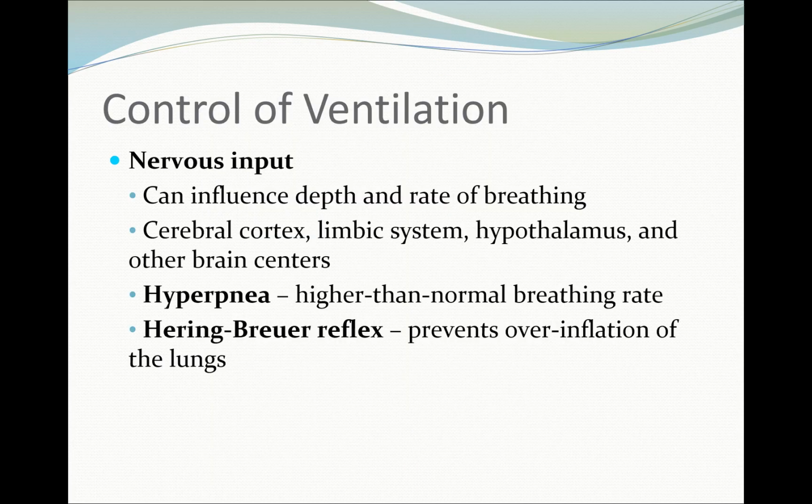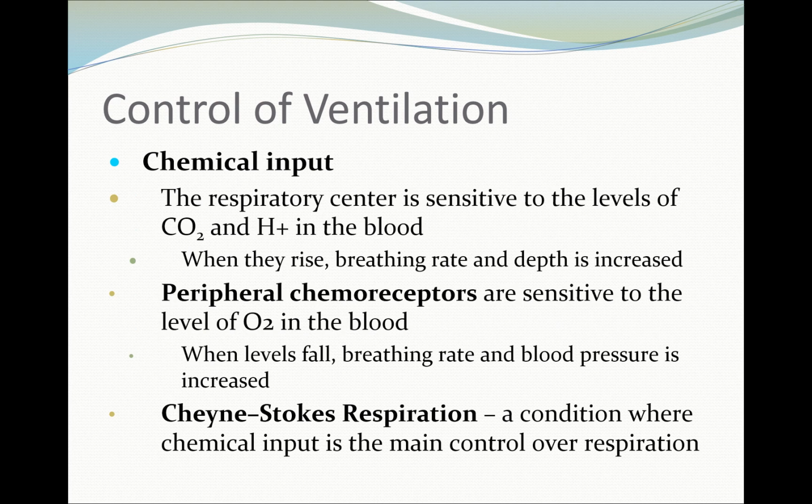For the control of ventilation, we've got nervous input, which can influence the depth and rate of breathing. We just talked about the brain centers, and now let's take a look at that nervous input in a little more detail. So we've got the cerebral cortex, the limbic system, the hypothalamus, and even other brain centers. Hyperpnea is a higher than normal breathing rate. And then the Hering-Breuer reflex prevents overinflation of the lungs.